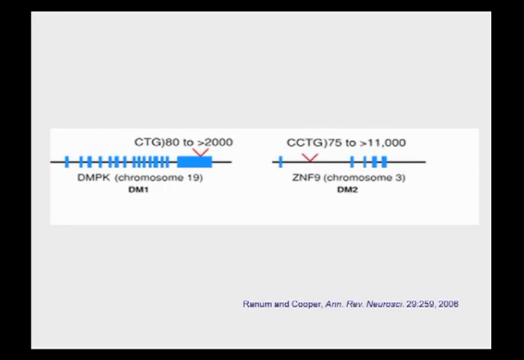And this is just a schematic of what the genes look like. This is the myotonin, so this is the DM1 gene. Out in this 3' untranslated region, there is this expansion of the CTG that can range anywhere from 80 to over 2,000. And then in the DM2 gene, the zinc finger 9 protein, the expansion is in this first intron between exon 1 and 2.